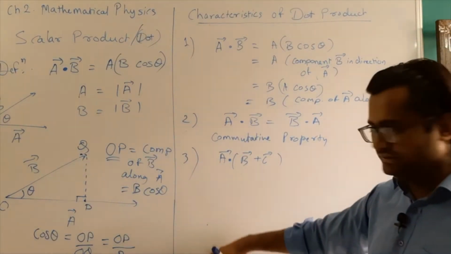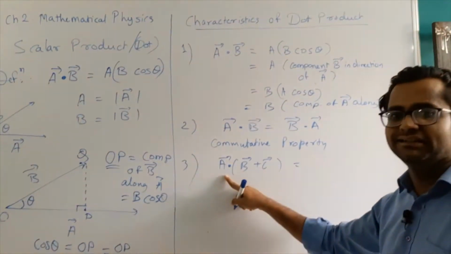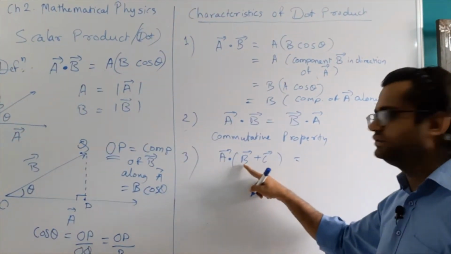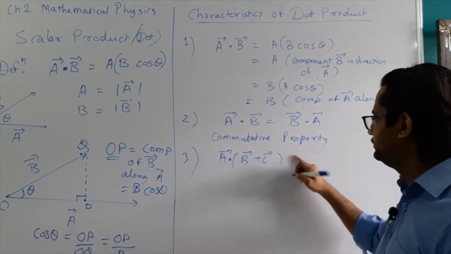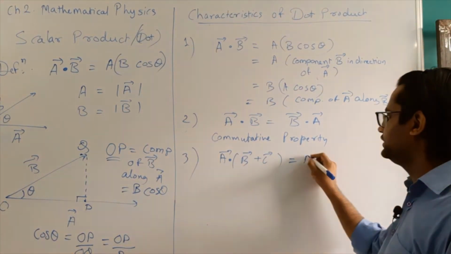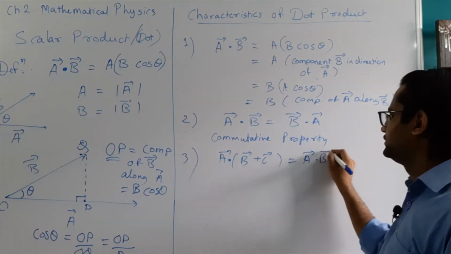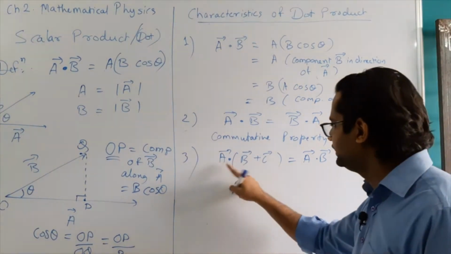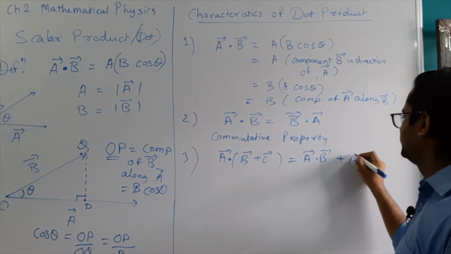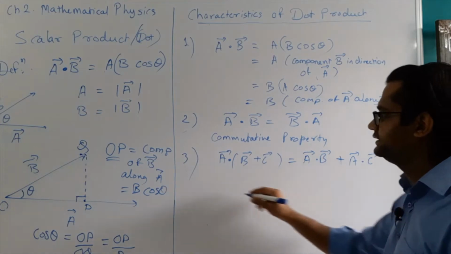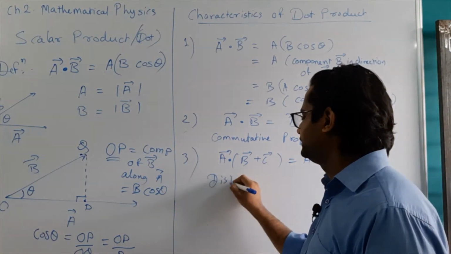In the same way, we can distribute the vector a on the vectors b and c. How will we distribute it? A bar dot b bar plus a bar dot c bar. So this is our distributive property.